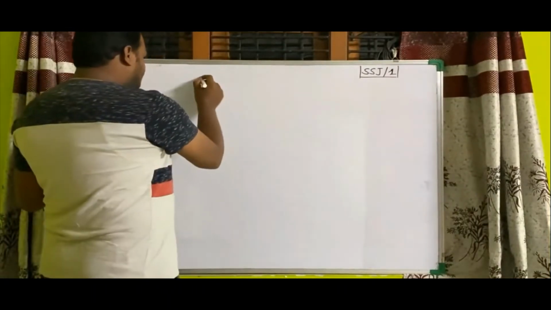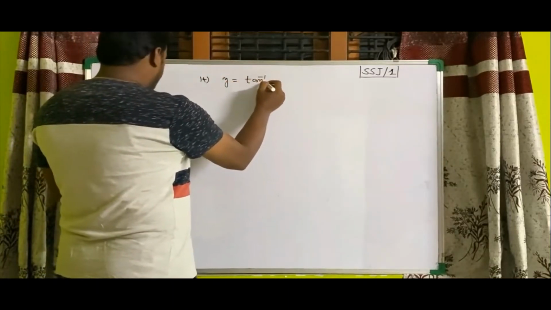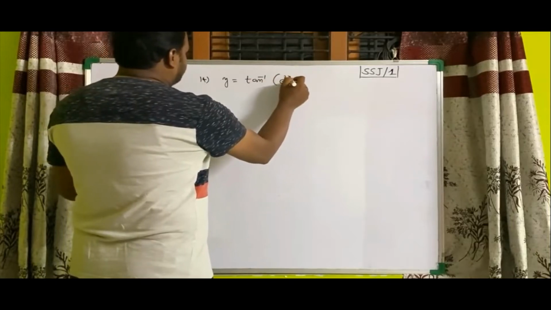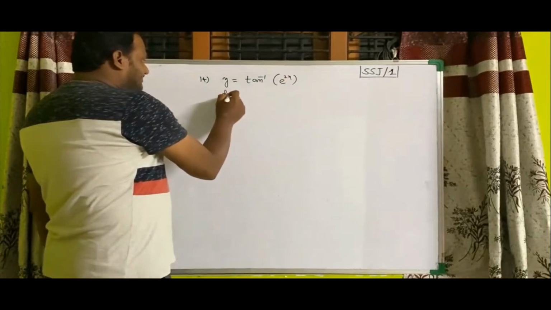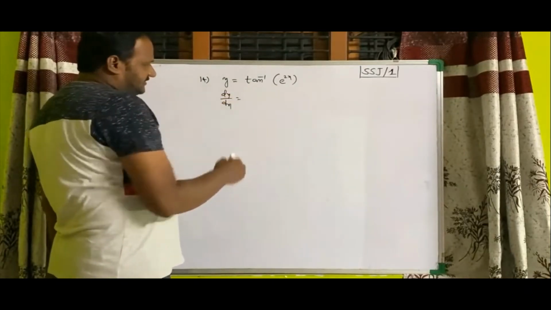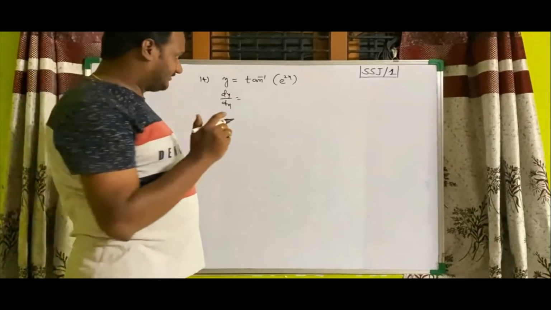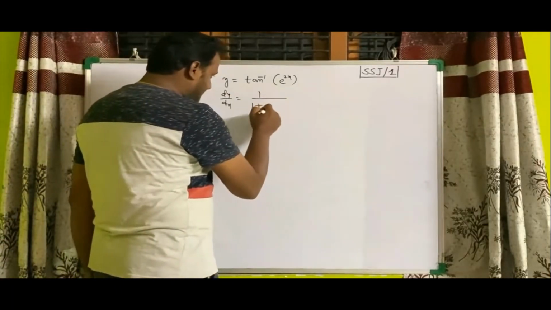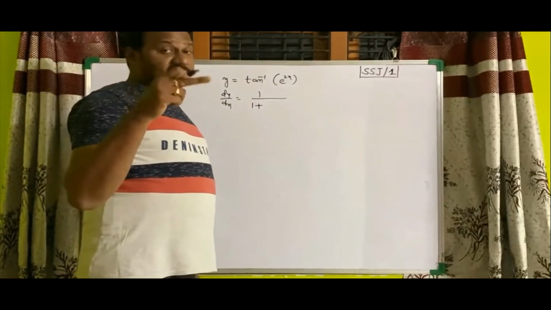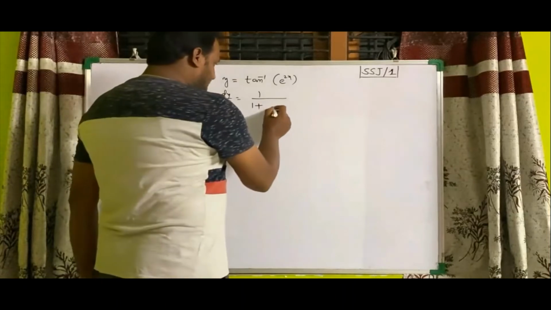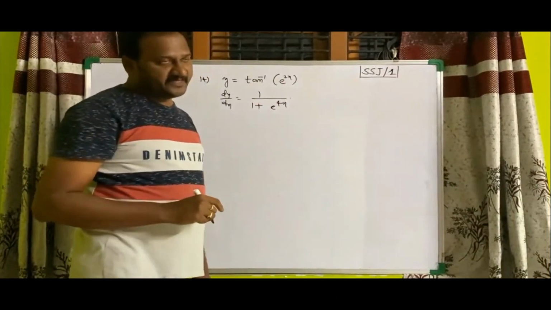So the 14th problem here is y is equal to tan inverse of e to the power of 2x. Then what is dy by dx? See, dy by dx is equal to, what is the derivative of tan inverse x? Tan inverse x derivative is 1 by 1 plus x square. So 1 by 1 plus, x is e power 2x. What is e power 2x whole square? E power 2x into 2, that is e power 4x. And for e power 2x, you have to find the derivative.